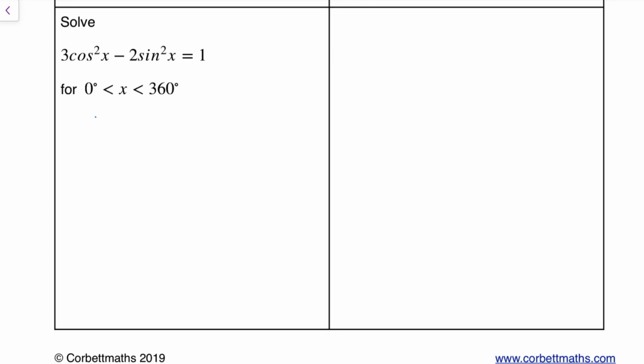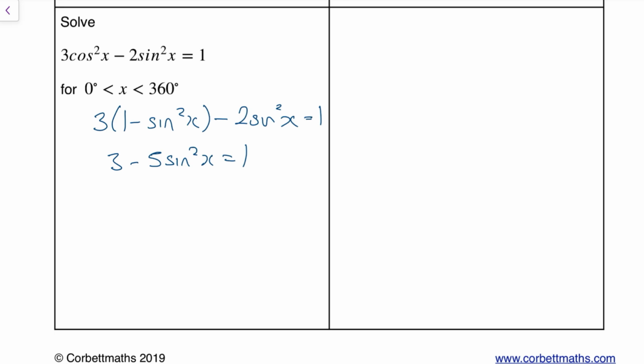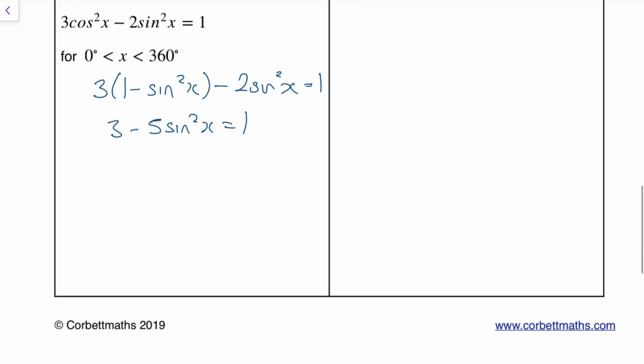I'm going to go with sine again. So that's going to be 3 times 1 minus sine squared x minus 2 sine squared x is equal to 1. 3 minus 3 sine squared minus 2 sine squared is minus 5 sine squared equals 1, which means, now it's going to be a bit messy, isn't it? Which means that 5 sine squared x equals 3 minus 1, which is 2.